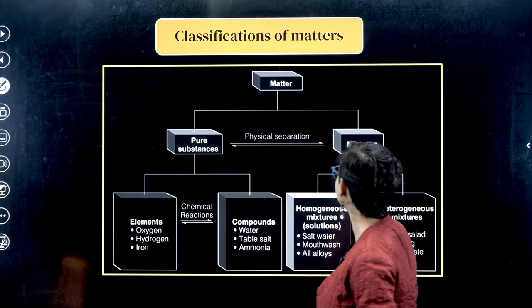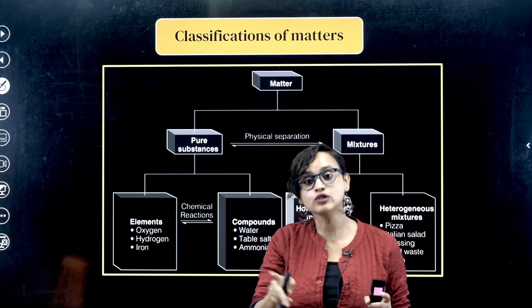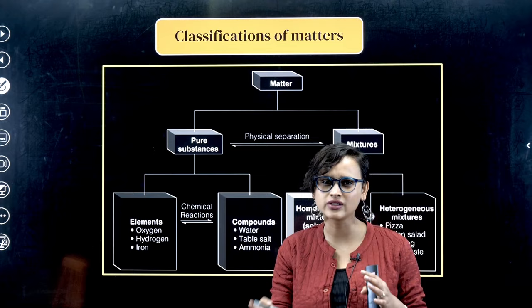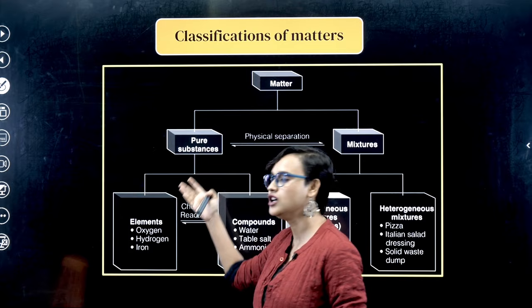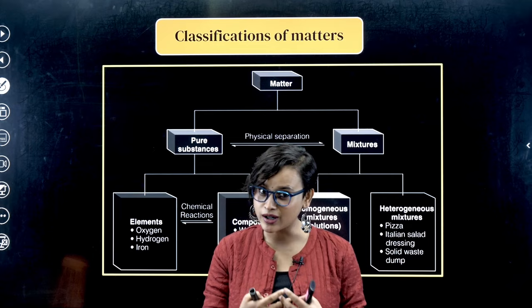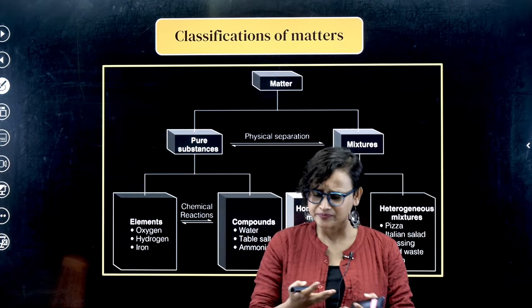Pure substances can then be divided into two categories, that is elements and compounds. Elements, you know, gold, silver, iron, copper, nickel, nitrogen, oxygen, fluorine, bromine, all of the periodic table of elements, those are your pure substances. And then when elements combine, they form compounds, like water and sodium chloride and ammonia. These are all your compounds.